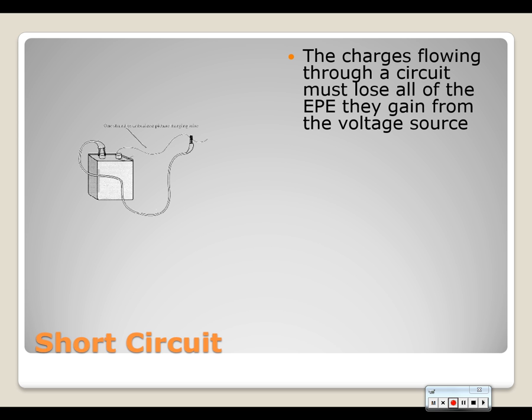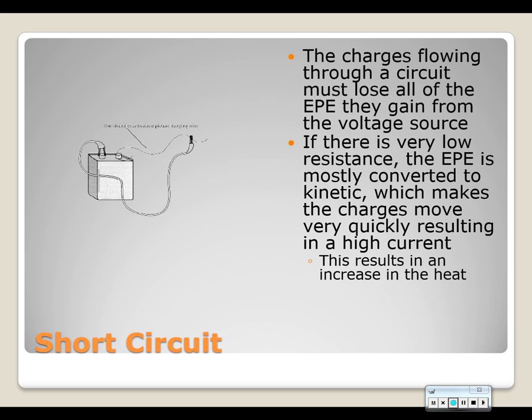But if there is very low resistance, if basically there's no light bulb or no heater or no anything in there, that electric potential energy basically just turns into kinetic. The charges move really fast and it becomes hot. Okay? So with very low resistance between the terminals of the voltage source, the current is very high.